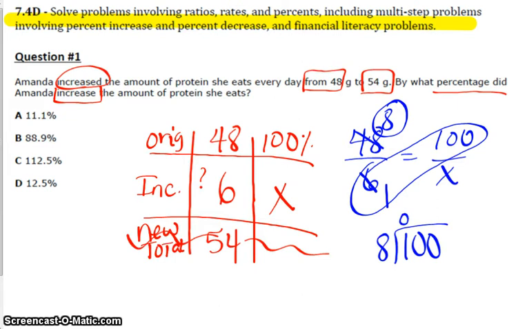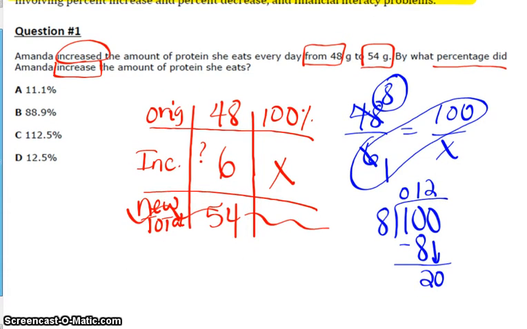8 does not go into 1, 8 goes into 10 one time. When I multiply, I get 8. When I subtract, I get 2. I'm going to bring down the 0. 8 goes into 20 twice. So 8 times 2 is 16. When I subtract, I'm going to get 4. And I'm going to go ahead and add a decimal and a 0 and bring it down. 8 goes into 40 five times. And so your quotient is 12.5.